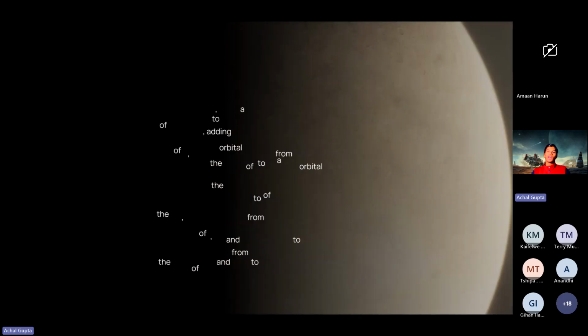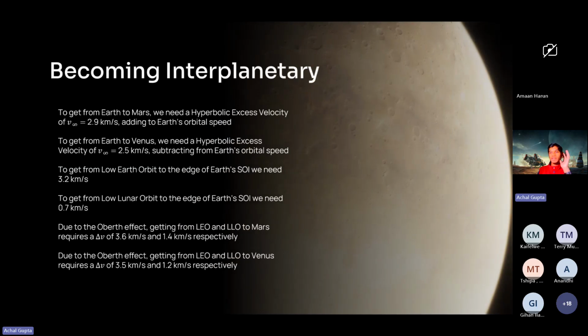Okay, so how do we become interplanetary? Well, it depends on where we want to go. See, the Earth is moving around the sun at 30 kilometers per second. So if we want to go to a planet like Mars, which is higher in the orbit, we need to add our velocity to that. So we need to burn prograde relative to the Earth. Essentially, we need to add 2.9 kilometers per second of speed and leave Earth's SOI in the direction of Earth's travel.